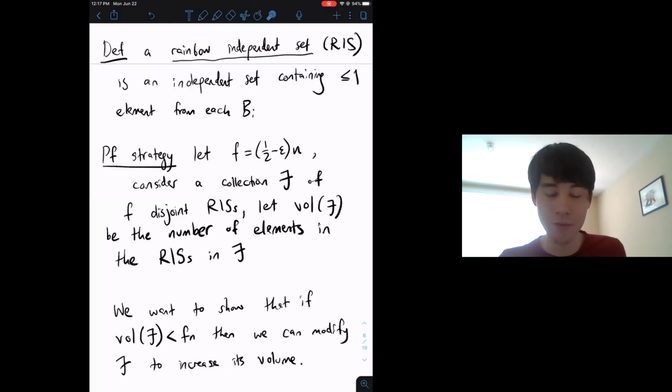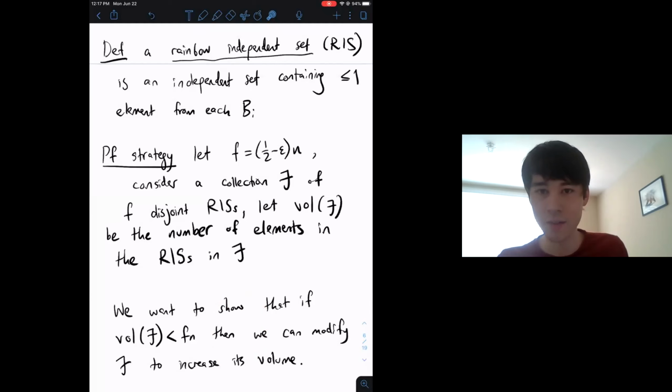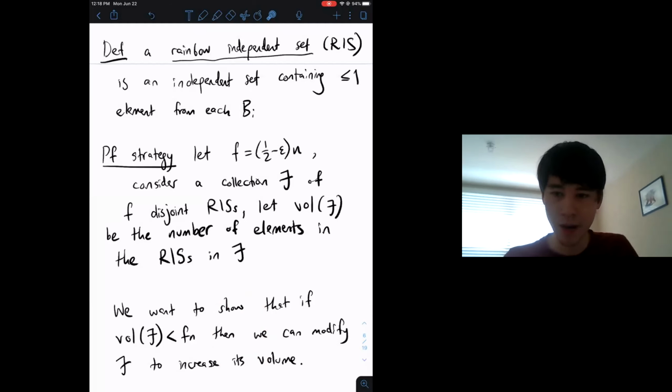That whenever my family has volume less than fn, meaning it doesn't yet have f disjoint transversal bases, then I can do some sort of local move. I can move some things around, add something, somehow increase the volume of this family. So clearly, if I can prove this, I can iterate it. So if I can prove this, then by induction, I will have proved my objective. Okay, so that's a super high level of what the strategy is.